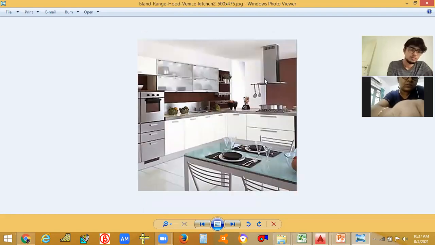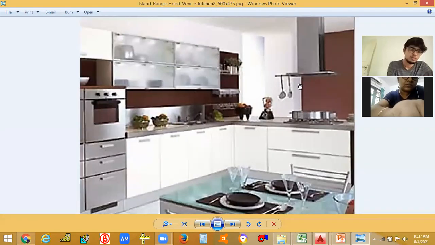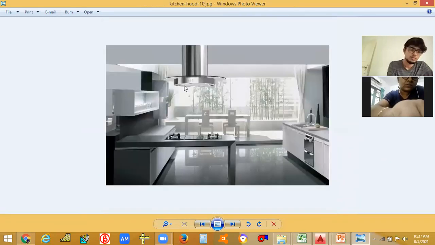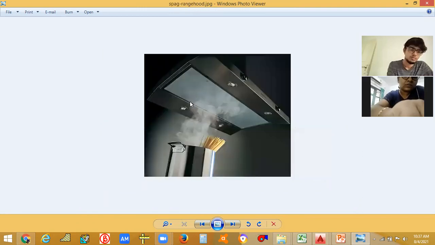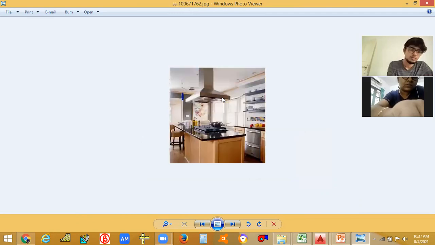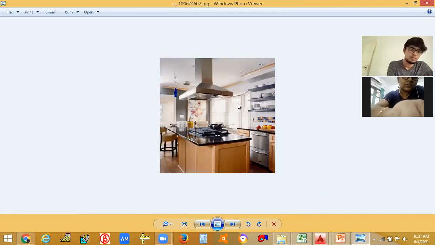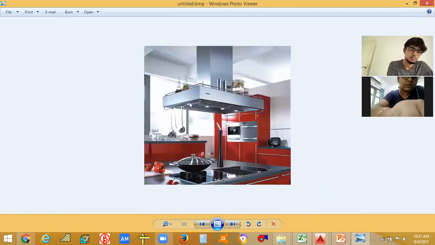This is another one. Okay, it is not attached to the wall. So you can see another one. These are different styles. In the market we may get different styles. See, this is another kitchen hood, island type. Here you can see it properly. See, all four sides are vacant. This is the island type kitchen hood. You can see here. So this is the kitchen hood.